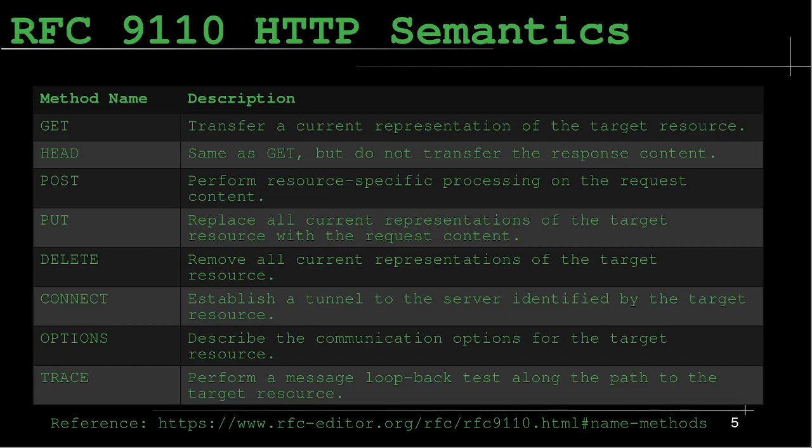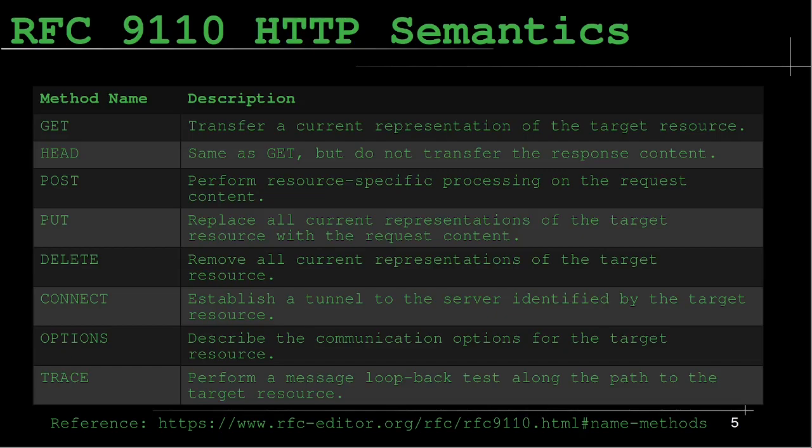The CONNECT method establishes a tunnel to the server identified by the target resource. This is usually used to create secure connections using SSL/TLS protocols through proxies that may block them otherwise. The OPTIONS method describes the communication options for the target resource. This is usually used to check what methods are supported by the server or what headers are allowed in requests and responses.